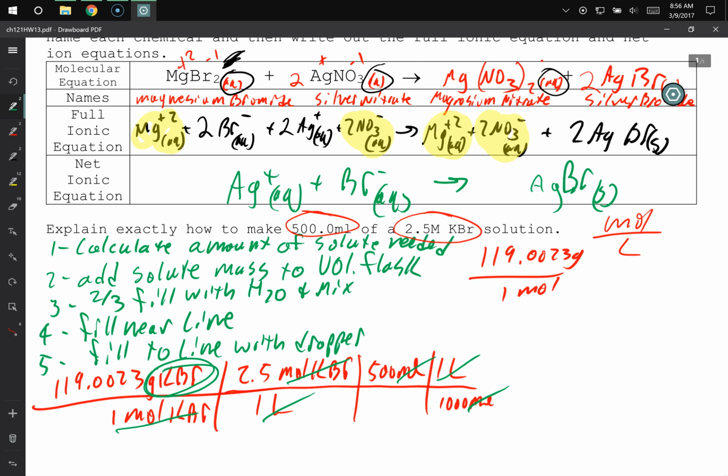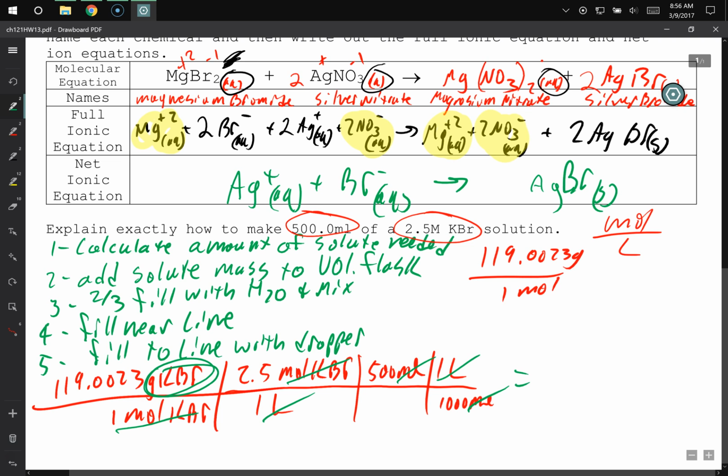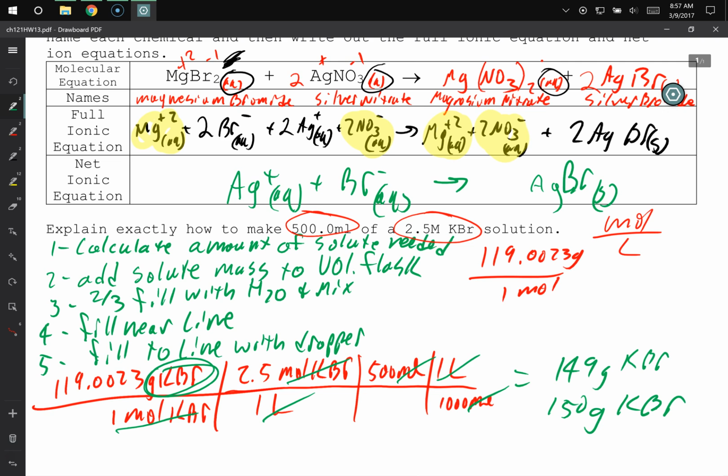119.0023 times 2.5 times 0.5. I get 149 grams KBr. I guess that works out to be 150 grams of KBr with sig figs. So I take 150 grams of KBr, throw it into a vol flask, that's 500 milliliters. Fill it like 2/3 of the way, shake it, fill it near the line, and then fill it to the line with a dropper.